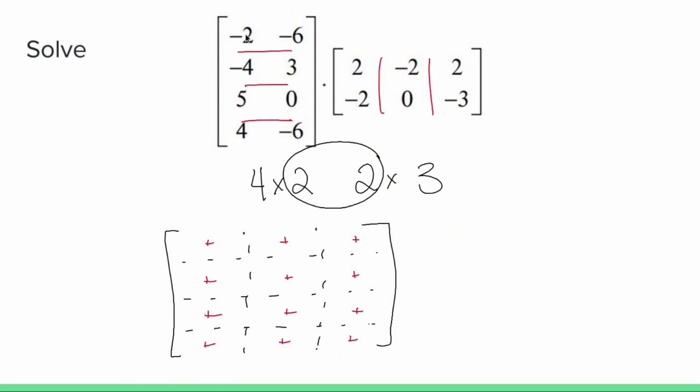First row, first column. Negative 2 times 2 is negative 4. Negative 6 times negative 2 is positive 12. There you have it. First row, second column. Negative 2 times negative 2 is positive 4. Negative 6 times 0 is 0. Let's do first row, third column. Negative 2 times 2 is negative 4. Negative 6 times negative 3 is positive 18.